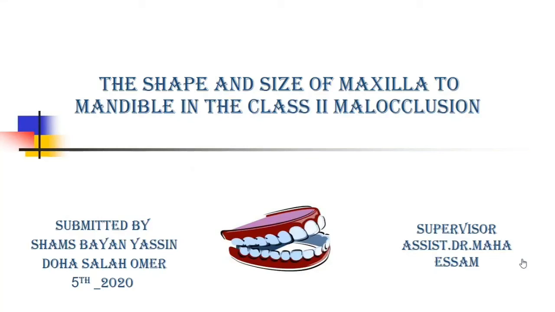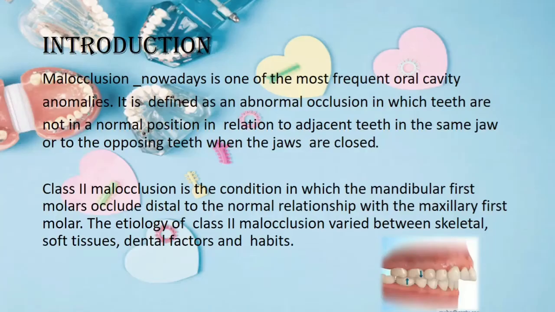Bismillahirrahmanirrahim. Our graduation research is the shape and size of maxilla to mandible in the class 2 malocclusion. The introduction: malocclusion nowadays is one of the most frequent oral cavity anomalies. It's defined as the abnormal occlusion in which teeth are not in a normal position in relation to the adjacent teeth in the same jaw or to the opposing teeth when the jaw are closed.